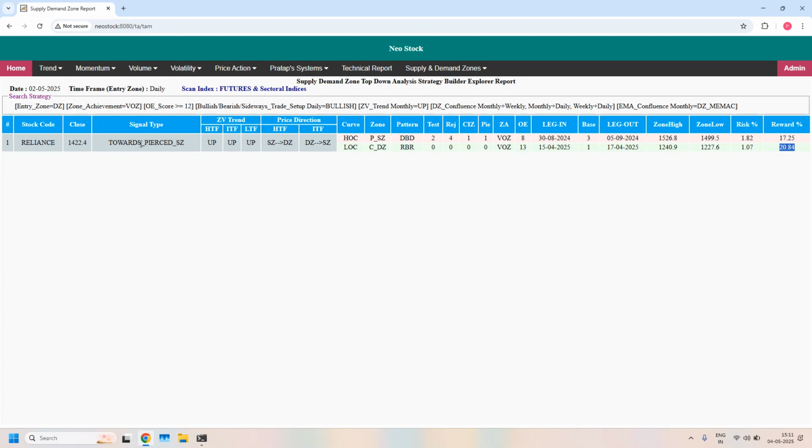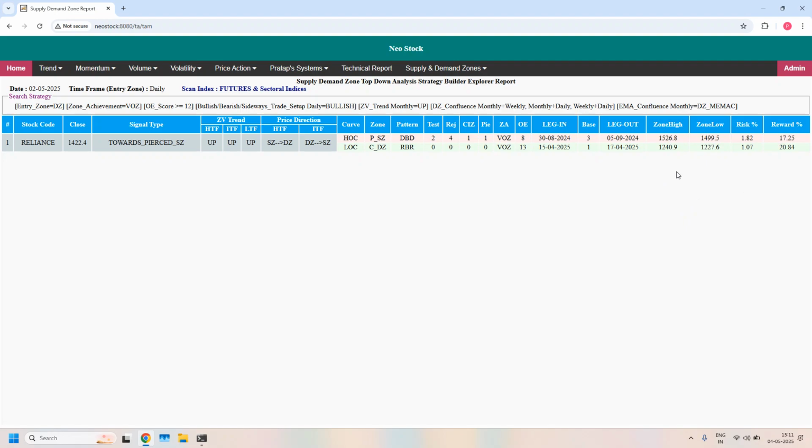But it is in between demand zone and supply zone. What is the current closing price? 1422. Here demand zone entry 1240. So almost 200 rupees price should go down. Then only we get the trade. It's not easy.